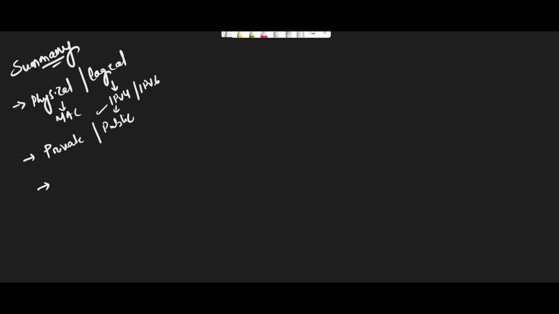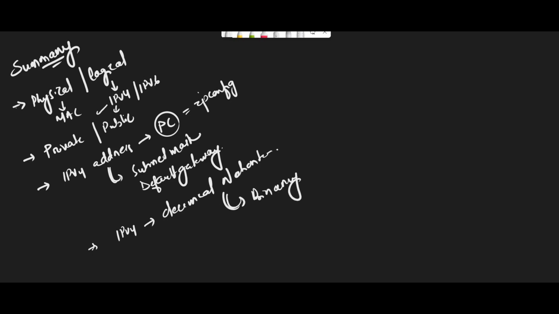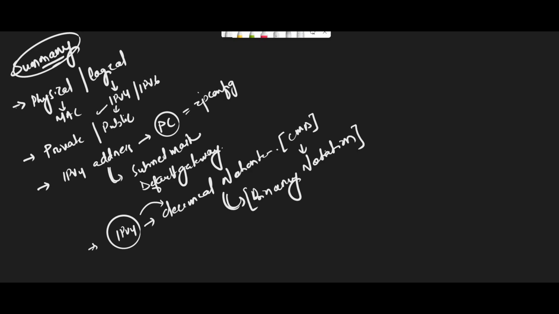After completing private and public addresses, we saw how to find the IPv4 address assigned to the PC by running ipconfig, and what the subnet mask and the default gateway are. Then we converted the IPv4 address from decimal notation, which we got from the command prompt using ipconfig, to binary notation. This is what we have covered so far in addressing in computer networks.